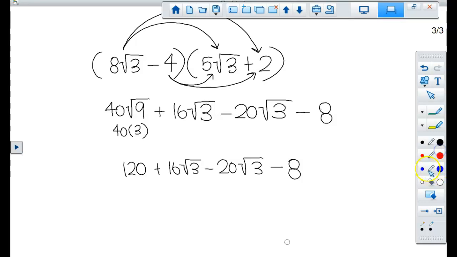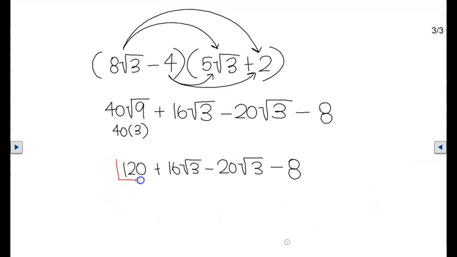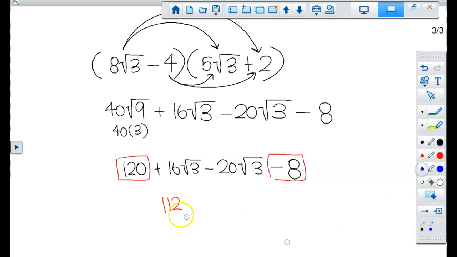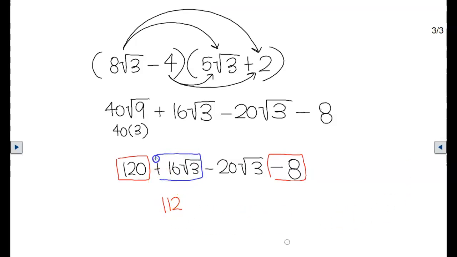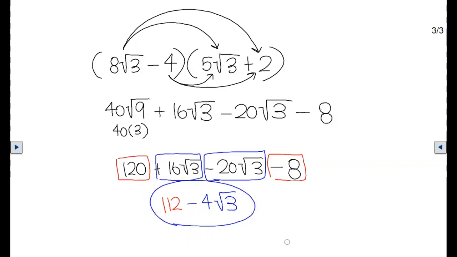And now I will combine my like terms. So I'll do 120 minus 8. Those are like terms. That would give me 112. And then I will do 16 square roots of 3 minus 20 square roots of 3, which is negative 4 square roots of 3. And there's my answer.